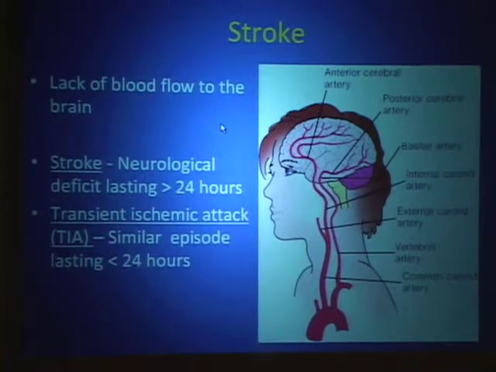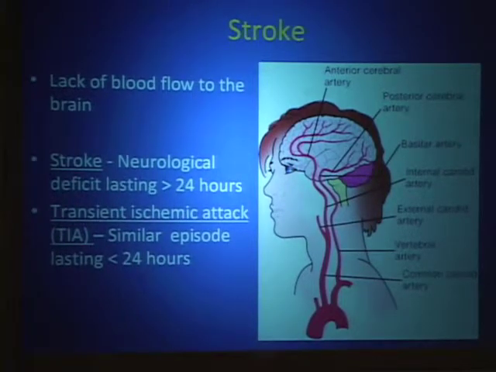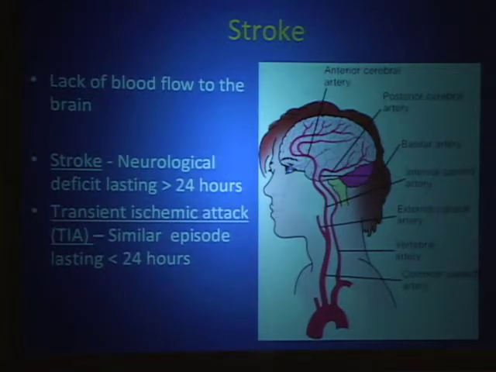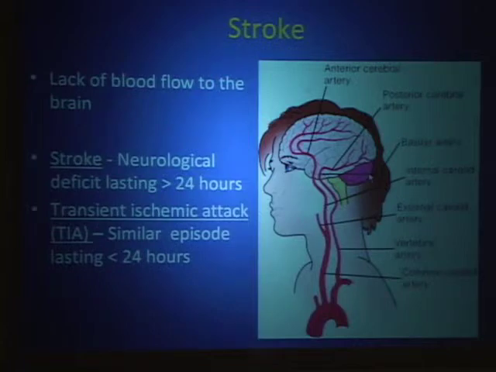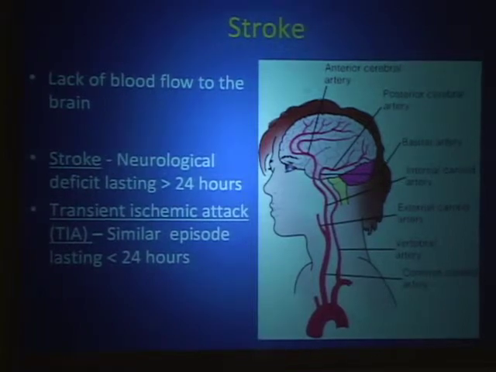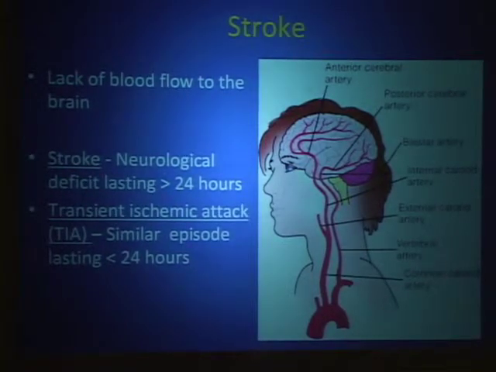Next, quickly about stroke. A stroke is a lack of blood flow to the brain, or in areas of the brain. To call it a stroke, we usually say a deficit lasting for greater than or up to 24 hours. And there's something called transient ischemic attacks when they're very brief and they resolve completely.